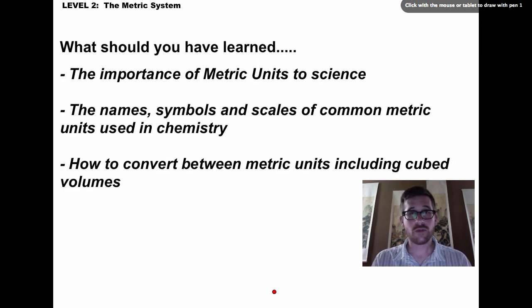So what should you have learned? You should have learned that we're going to be using the metric system. It's very important in science. If we want to communicate with the rest of the world, we really should all be using the same sort of measurement system. Make sure you know the names, the symbols, and the scales for the common metric units. There were 6 that were outlined in the notes here. Those are the ones that we're going to use in chemistry. And then make sure you feel comfortable converting between the metric units, including cubed volumes.